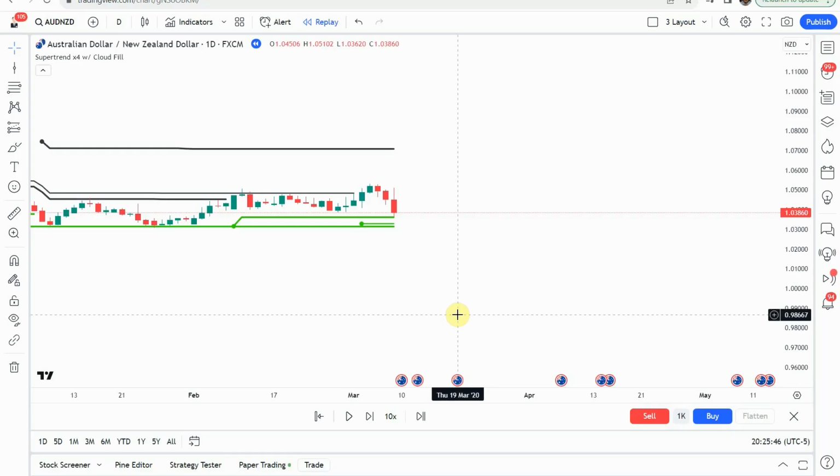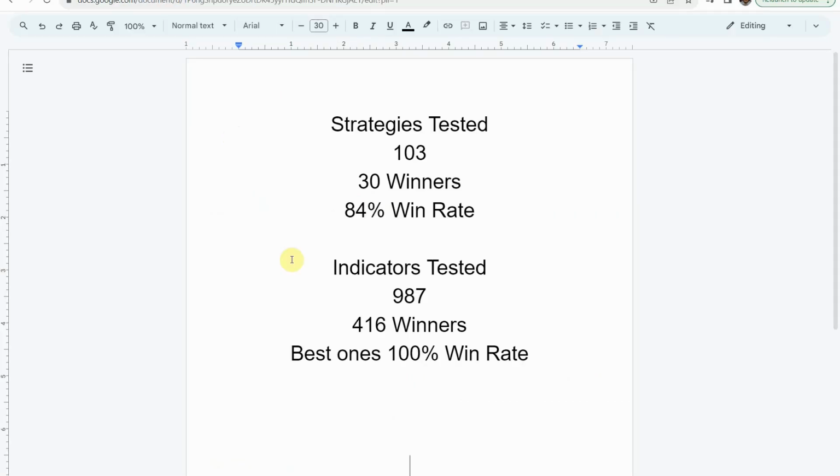Alright, as I said, today we will be testing the Supertrend Forex indicator. Before we do though, I wanted to put the testing scoreboard up for everyone to see. So to date, we have tested a total of 103 different strategies, with 30 of them being winners. The best one so far was able to achieve an 84% win rate. That is the Academy of Forex indicator with the Z-score probability indicator.